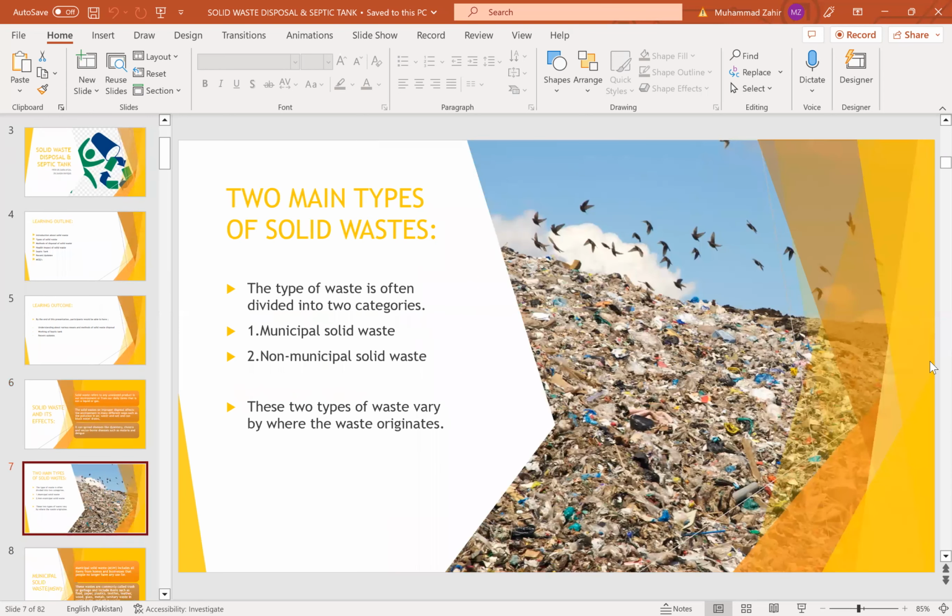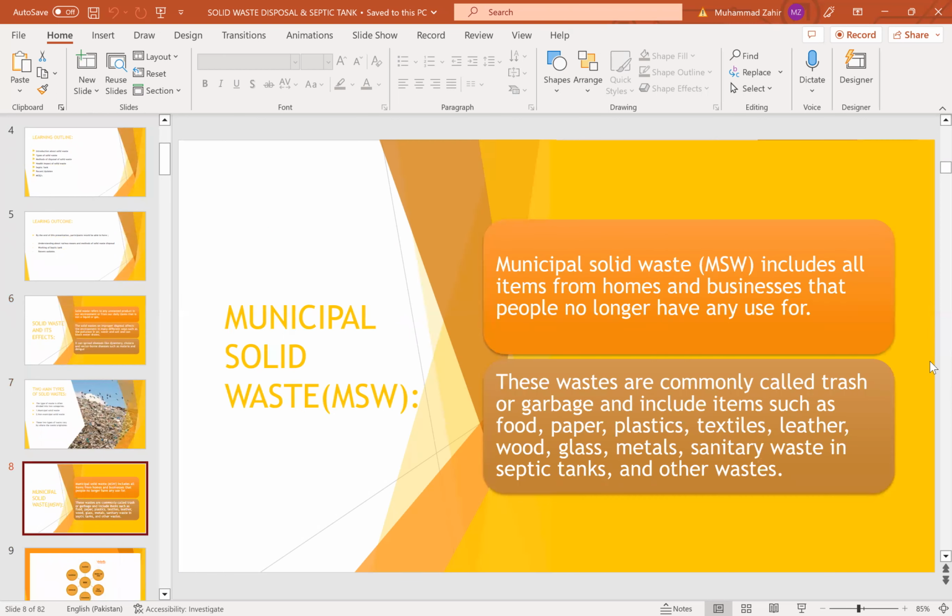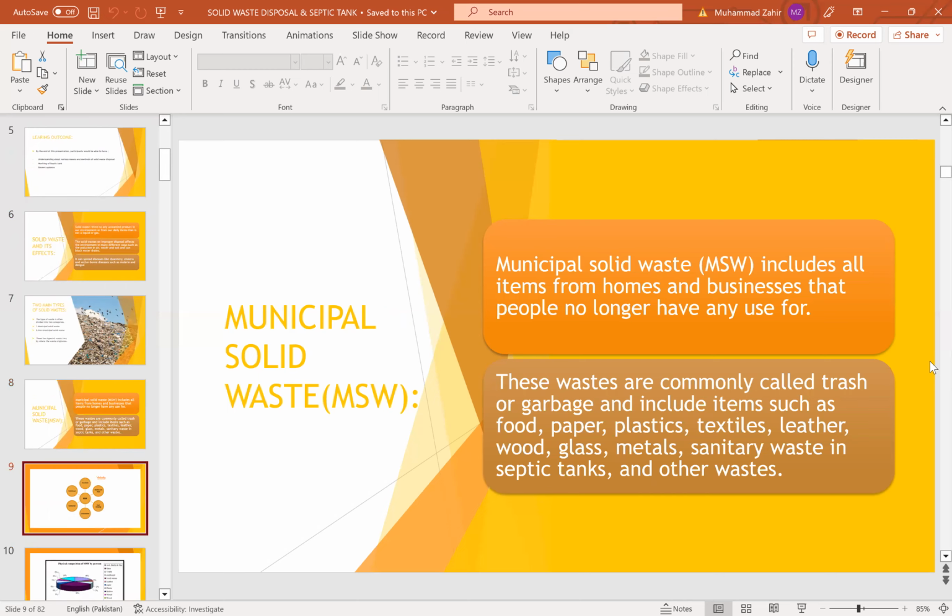There are two main types of solid waste: municipal solid waste and non-municipal solid waste. These two types vary by where the waste originates. Municipal solid waste, MSW, includes all items from homes and businesses that people no longer have any use for. These wastes are commonly called trash or garbage, and items included are paper, food, plastic, textiles, leather, wood, glass, metal, sanitary waste, and septic tanks and other wastes.